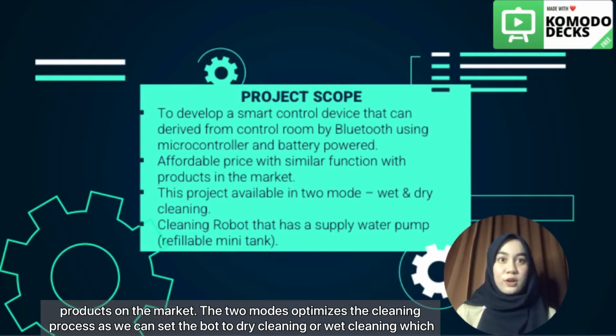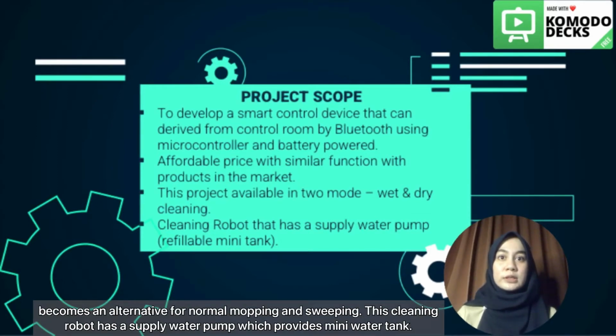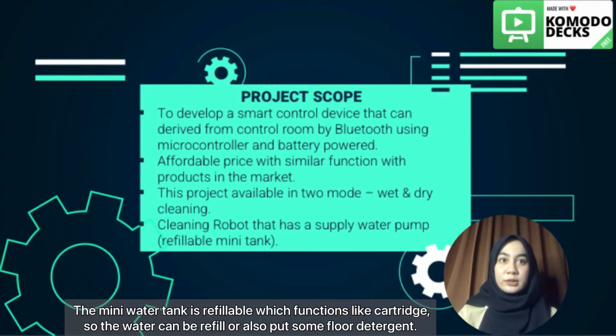So the two modes optimize the cleaning process as we can set the robot to either dry cleaning or wet cleaning, which becomes an alternative for normal mopping and sweeping. So the cleaning robot has a supply pump which provides a mini water tank. So the mini water tank is refillable, which functions like a cartridge, so the water can be refilled or also put in some floor detergent.